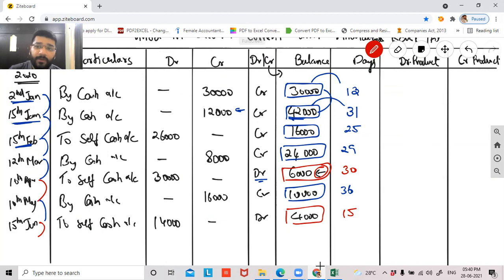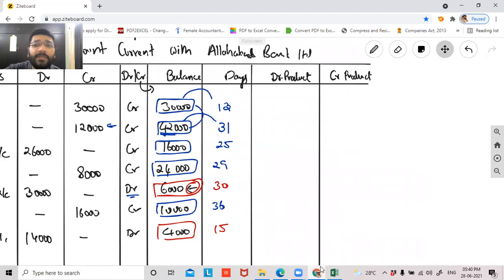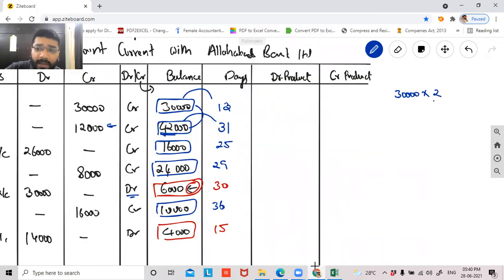Yes sir. Now guys, normally if I have to calculate this using the simple method, how do I do it? 30,000 rupees is the amount. Interest is 2% on credit balance. So 30,000 into 2 by 100 into 13 by 365. I'm getting 21.3. This is called the simple method, which means for each and every balance you are calculating the interest again and again, which is very time consuming.